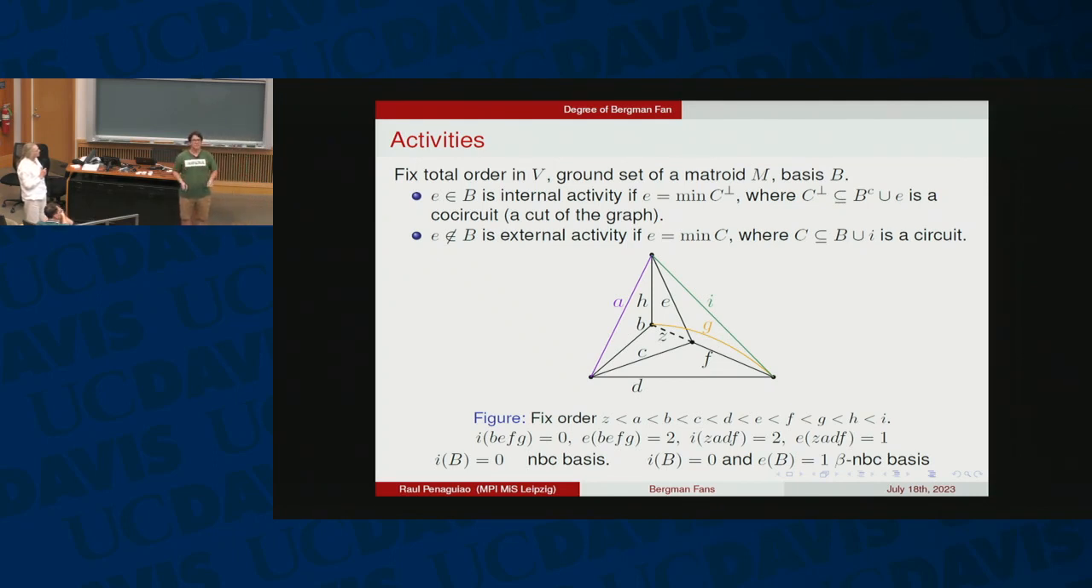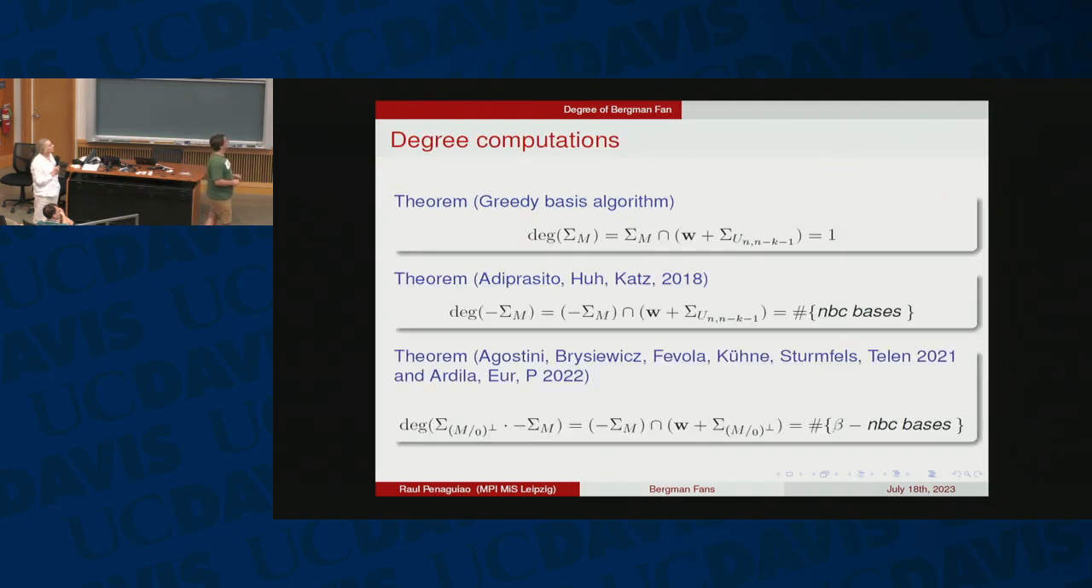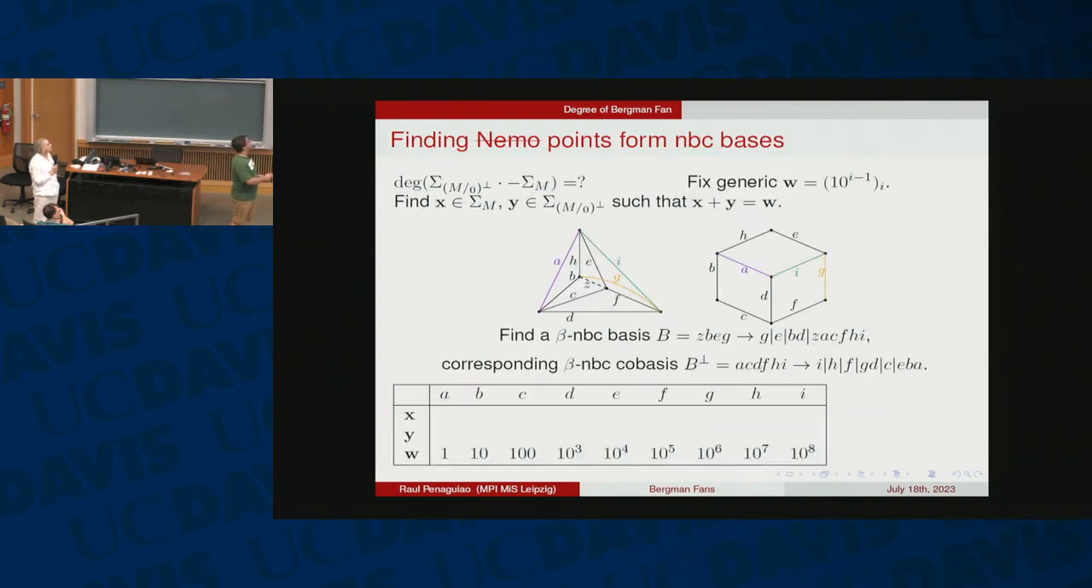And these are the bases that we use to find these intersection points. They depend on the order that you fix. So if you change the order, you get a different beta NBC basis. So you may think, oh, this actually changes the algorithm. But actually, the algorithm depends on the vector W that we started with, this generic W here. This generic W actually already imposes an order on the ground set. So with this, we have a notion of beta NBC bases, and we can proceed with the algorithm.